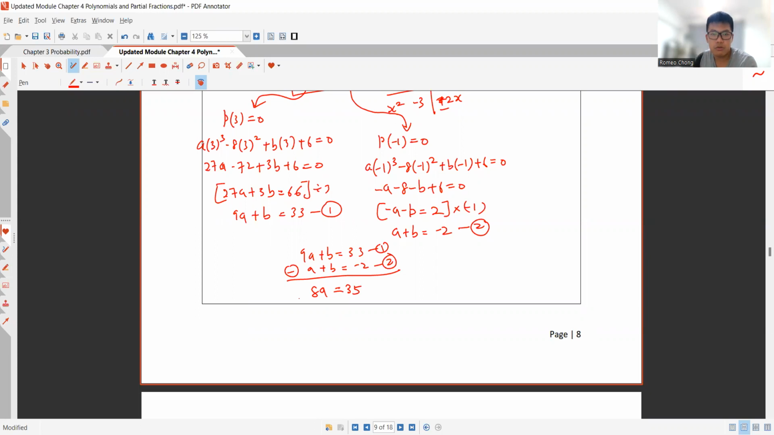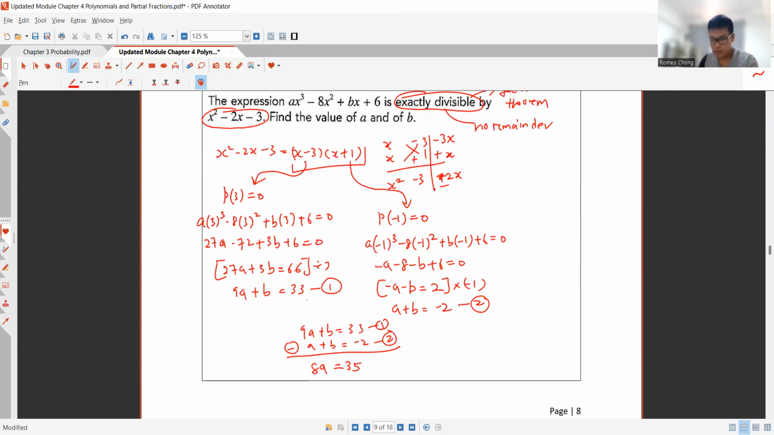Did I do anything wrong? Wait, it seems that something is wrong. 9a plus b is 30. Oh, sorry, this is 22. So this is 22 also. Oh, my bad. So this one should not be 35. 22, negative, positive, so it becomes plus 2, so it's 24.